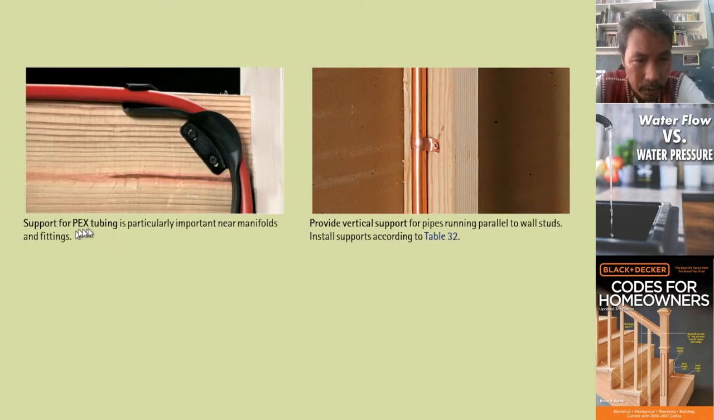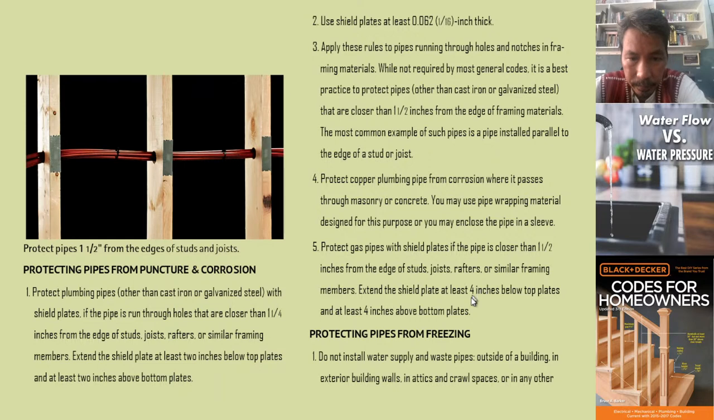Next, support for PX tubing is particularly important near manifolds, because PX tubing is so flexible. If ever there is a curve, we need the support like this. Provide vertical support for pipes running parallel to wall stud. So this is what we call vertical support. So like this, we have copper pipes here.